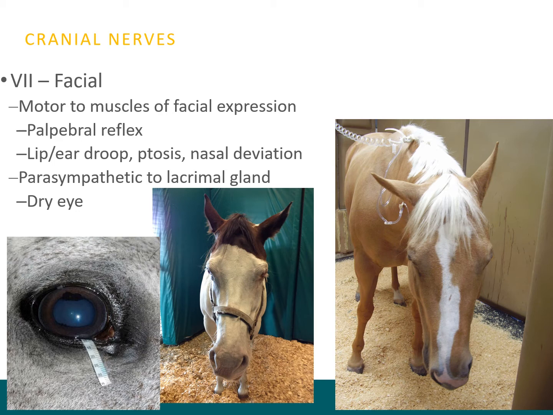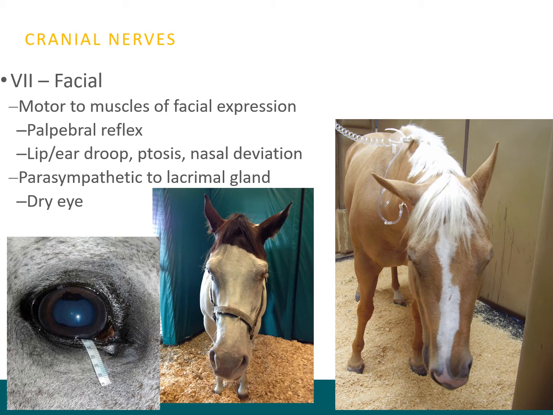The other thing that's important to remember about facial nerve is that the innervation to the nasolacrimal duct, the parasympathetic innervation to the nasolacrimal duct, runs along with cranial nerve 7. So often if you have a cranial nerve 7 deficit, that horse may also have lost the innervation to that lacrimal gland and will have dry eye.